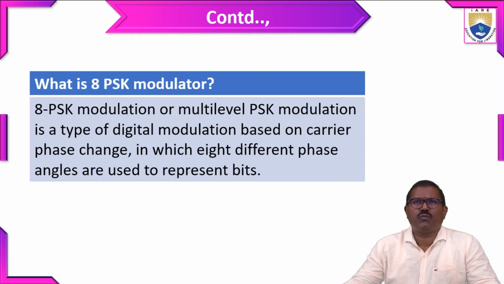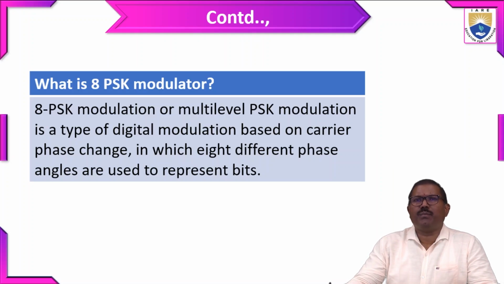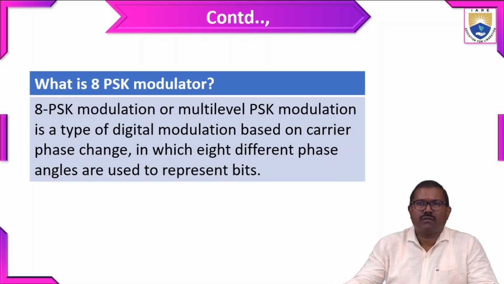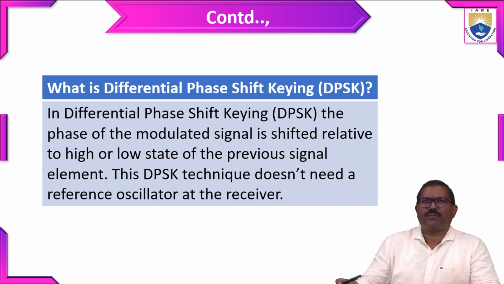What is an 8PSK modulator? So 8PSK modulation or multi-level PSK modulation is a type of digital modulation based on carrier phase change in which 8 different phases or 8 different phase angles are used to represent bits. Whereas previously we saw 4 phases, that is QPSK. Now it is 8PSK. So 8 different phases can be used. Okay, so this is 8PSK modulation or modulator.